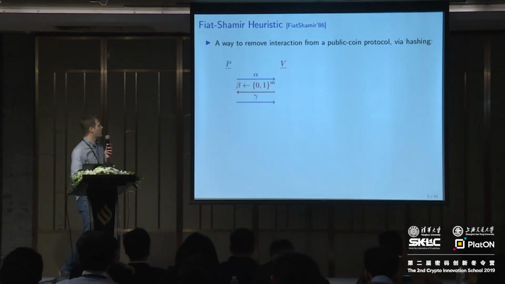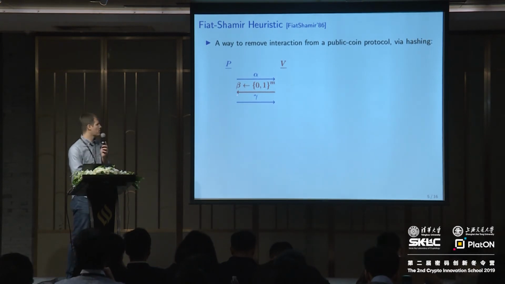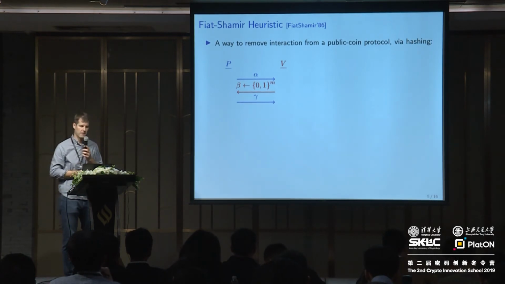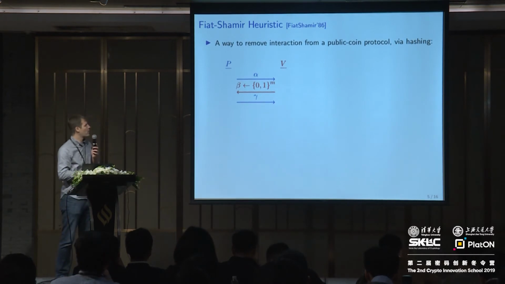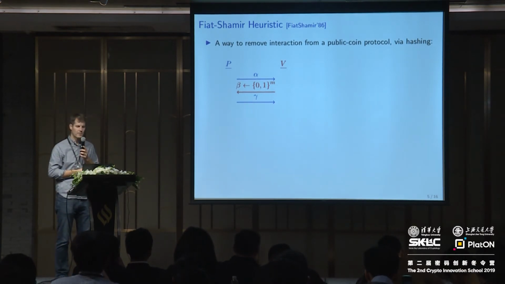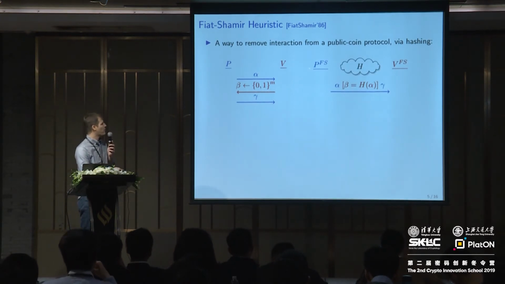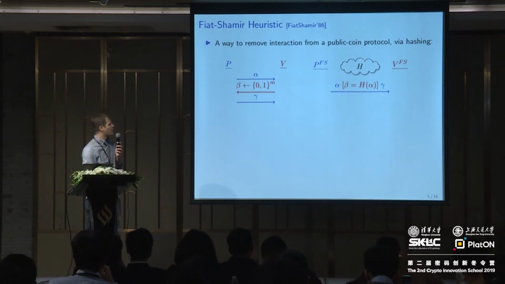So here's a picture of a generic protocol where the prover sends some message alpha, the verifier replies with some randomly chosen string beta, which is m bits, and then the prover answers that challenge with a message gamma. And this might go on and on for more messages, but three messages will be enough for our purposes today. So Fiat and Shamir say, well, if you have a protocol that looks like this, then you can transform it into a non-interactive protocol on the right here, where we have a modified prover and a modified verifier, and there's some hash function which is publicly known to everybody.